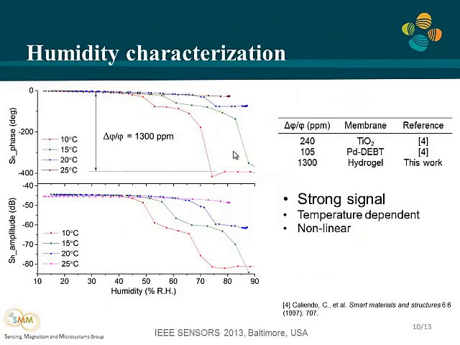Another characteristic of the humidity component, although it has temperature constraints, is that we do observe a very large signal strength in terms of sensitivity. We have an overall 1,300 ppm change of the phase. Compared to the previously published results, it is quite impressive. Well, it is temperature dependent and nonlinear. That means calibration at different temperatures and humidity levels is required for the sensor.